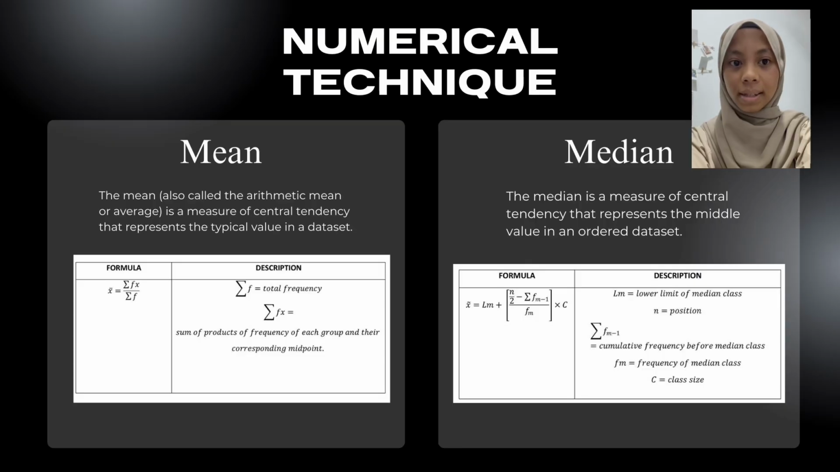While the median is the measure of central tendency that represents the middle value in an ordered dataset. The formula for median is: median equals Lm plus, in brackets, n divided by 2 minus the total of fm minus 1, divided by fm, and all of that multiplied by c. Lm is known as the lower limit of the median class, while n is known as the position. The total of fm minus 1 is known as the cumulative frequency before the median class, while fm is known as the frequency of the median class, and c is known as the class size.